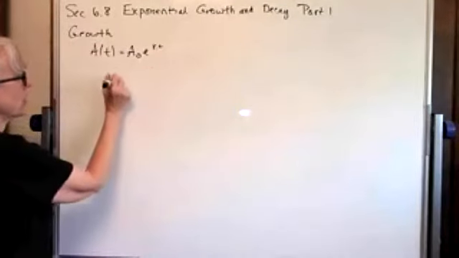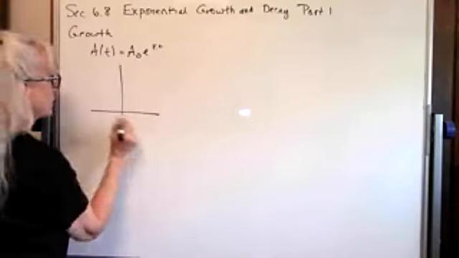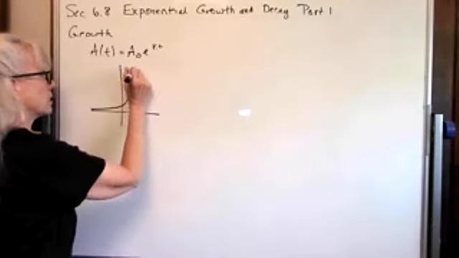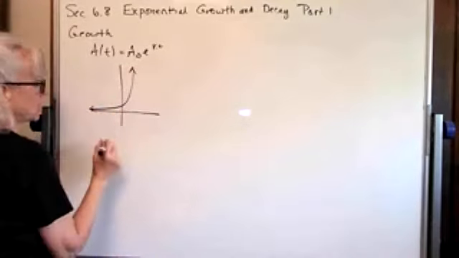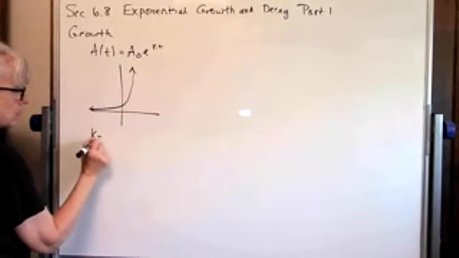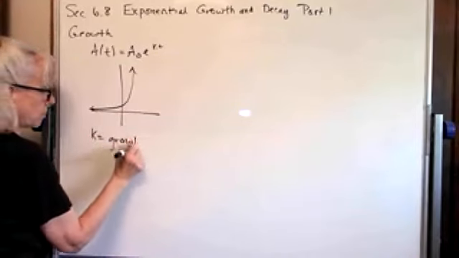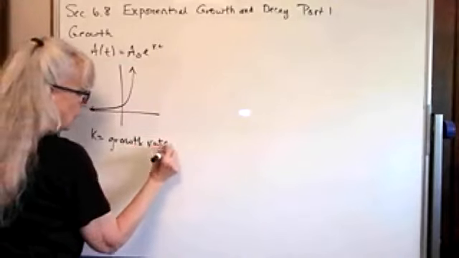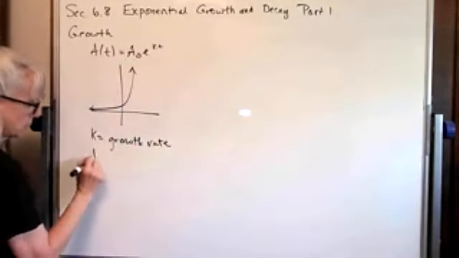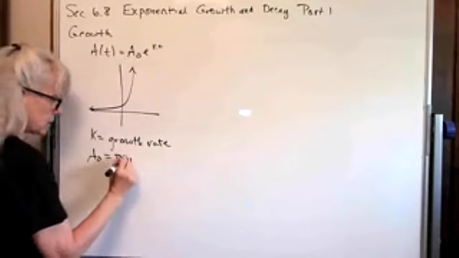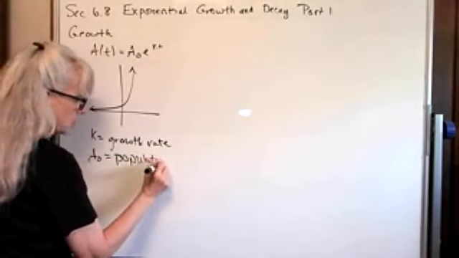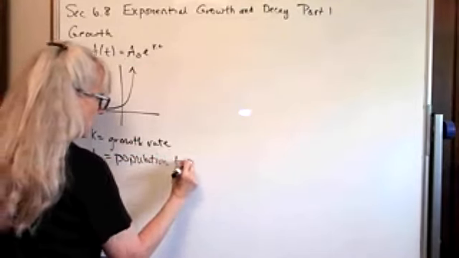And we know that when you have a positive exponent on an exponential function, it's going to look like this. So this is a growth picture. And again, K is going to be our growth rate. And A naught is the population at time 0. So A naught is how many people, animals, critters you have in the beginning.